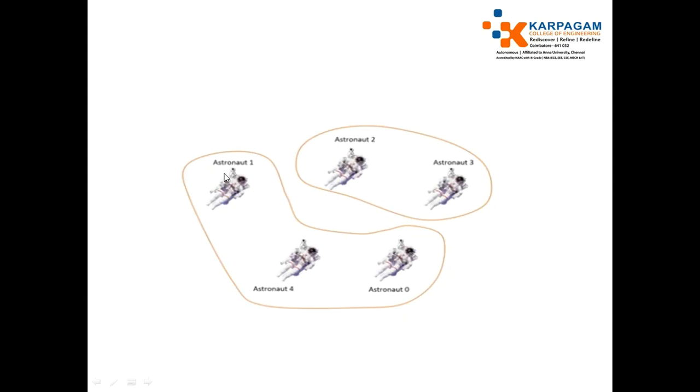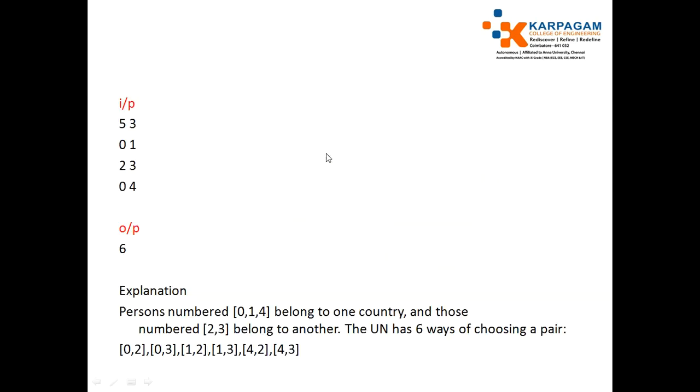Because of this grouping, there are 6 possible combinations you can get, so that in each pair you get 2 astronauts of different countries. That is possible. So remember this output. We will take up this input and output for our understanding: 5 astronauts, 3 pairs, 0, 1, 2, 3, 0, 4. So 0, 1, 4 belong to one country and 2, 3 belong to another country. If that is the case, there are 6 possible pairs which can be formed.